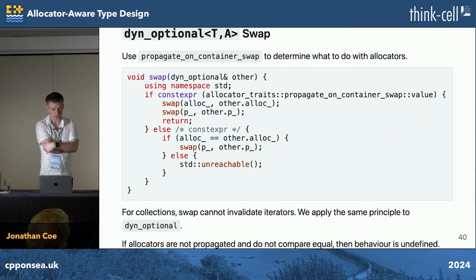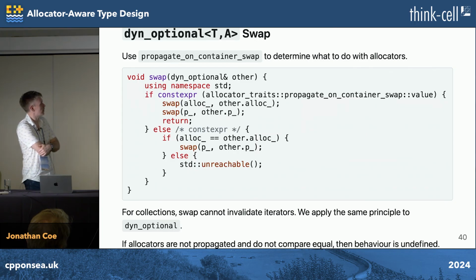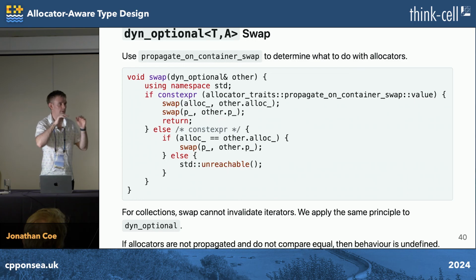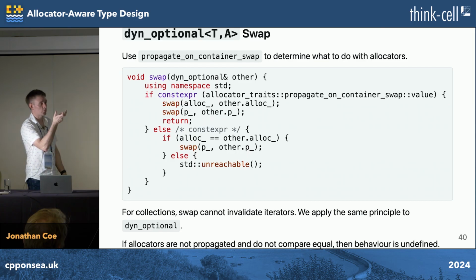And then for swap, swap is the nastiest of all of them, unfortunately. So we use propagate on container swap to determine how allocators get handled. If we have propagate on container swap, then we swap the allocators and we swap the pointers, and that's all fine. If we don't propagate on container swap, but the allocators compare equal, then they can allocate and deallocate objects from one another because they're the same resource, in which case you just swap the pointers, that's fine. Otherwise, it's actually undefined behavior.